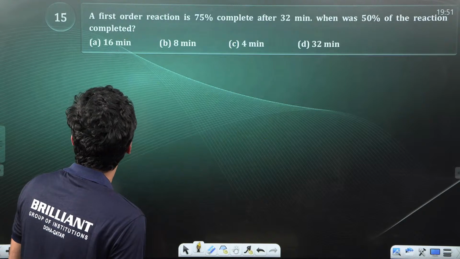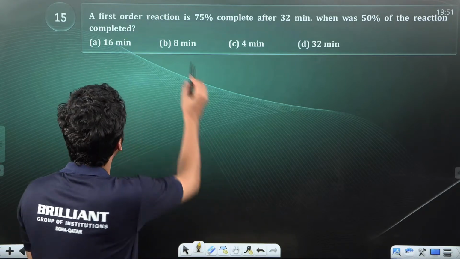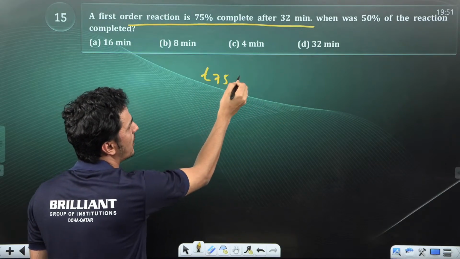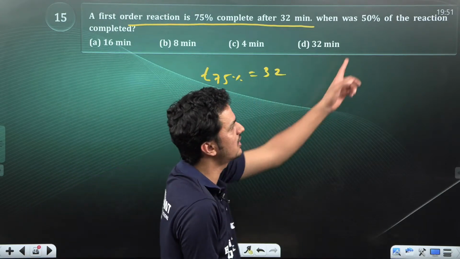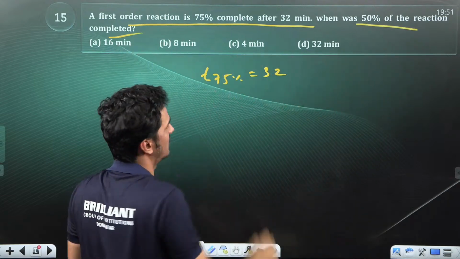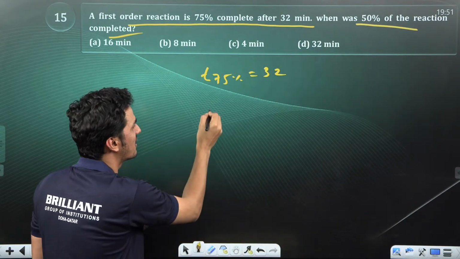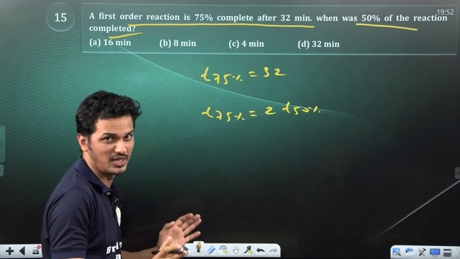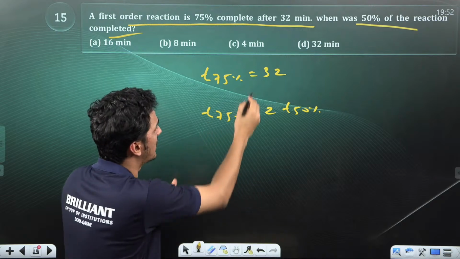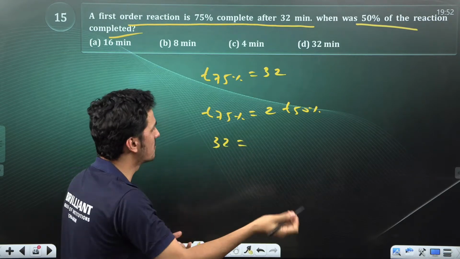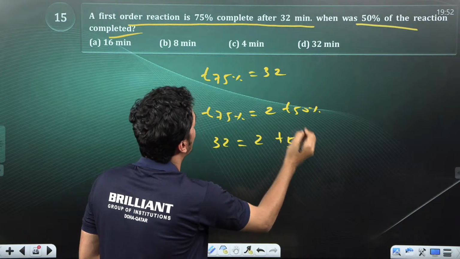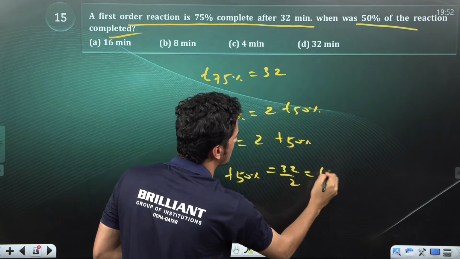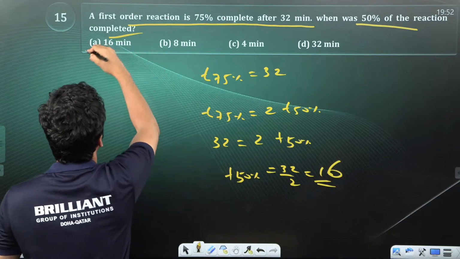This is the next question. Question number 15. A first order reaction is 75% complete in 32 minutes. They are asking in how much time 50% of the reaction will be complete. You must remember T75% is equal to 2 times T50. They gave T75 as 32, so 32 equals 2 times T50. So T50 equals 32 by 2, that's equal to 16 minutes. Option A is the answer.